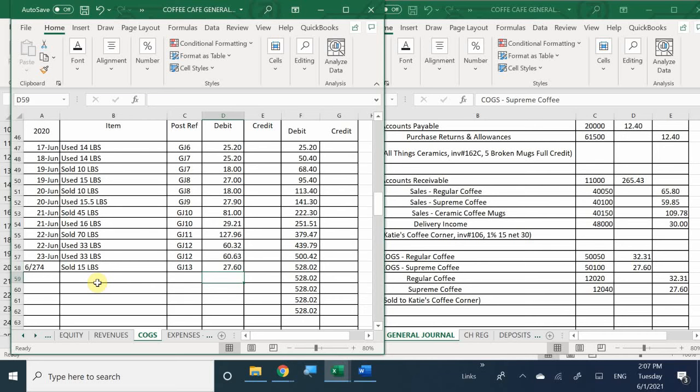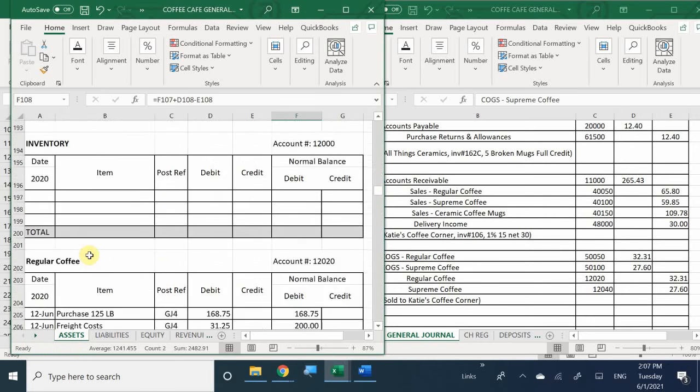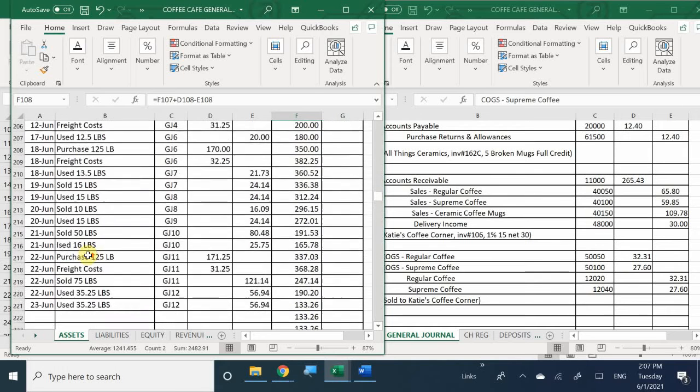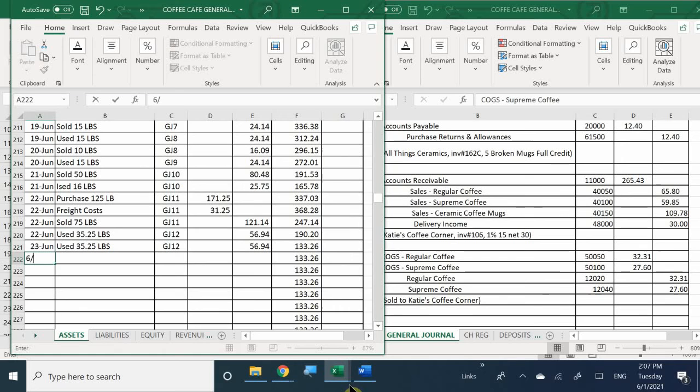Then go to regular coffee. 6/24. Sold 20 pounds of coffee. General 13. Credit of 32.31. Balance is $100.95. Good, which we know matches our inventory worksheet.